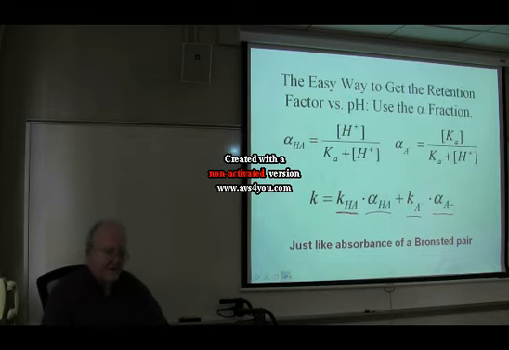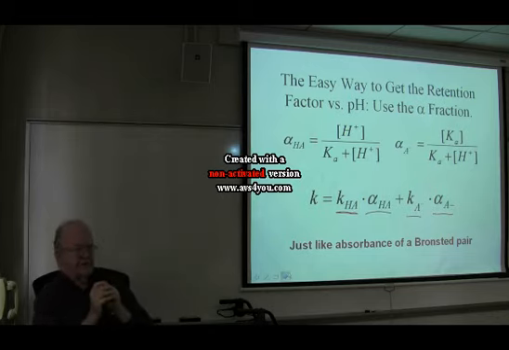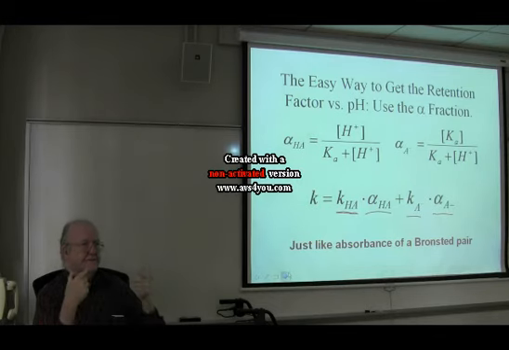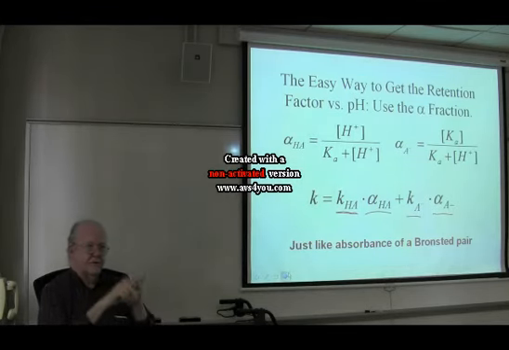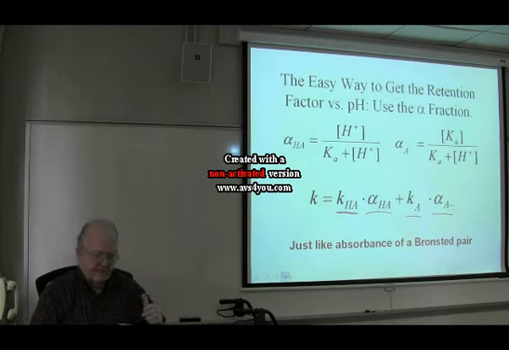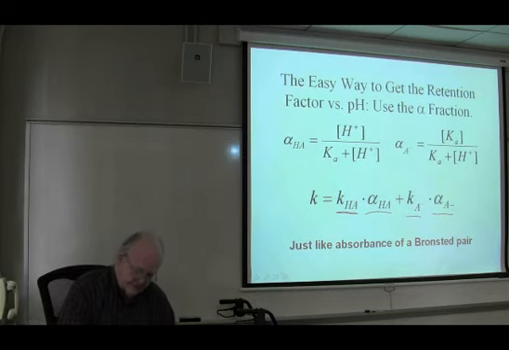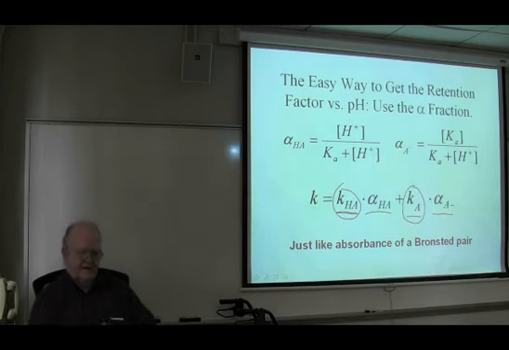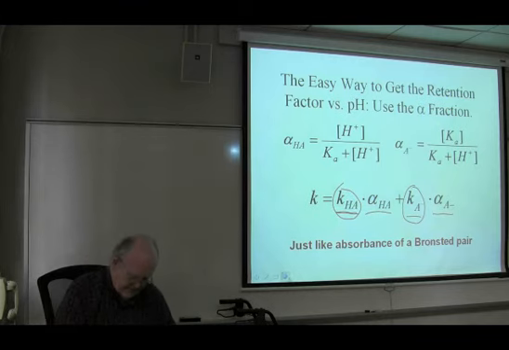If you think about it, this is no different than when you're asked what is the UV spectrum of an acid-base indicator. You've got to know the absorbance of the protonated and the absorbance of the unprotonated form, and you weight them by the alpha fraction. This is exactly the same, except we use the retention of the protonated and the retention of the Bronsted conjugate form. Same exact thing. Trivial.